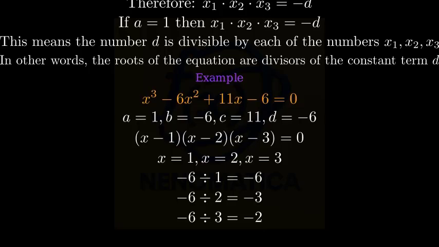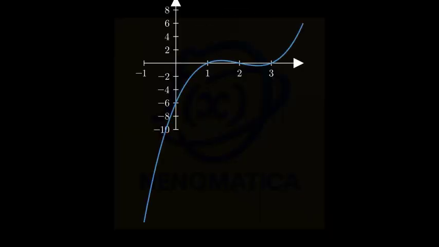Let's visualize this property. Here is a visual representation of our cubic equation, whose roots are all integers. The x-intercepts of the curve correspond to the roots of the equation. As we've proven, each of these integer roots is a divisor of the constant term d.